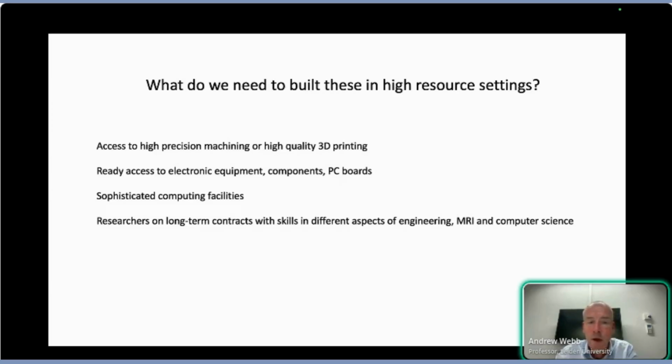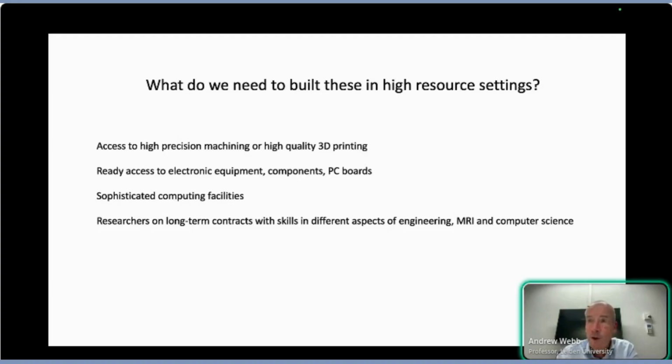So what do we need to have to build this in a high resource setting? You need high precision machining. You need to be able to have electronics and electronic equipment readily available and people to be able to change it. You need to have relatively sophisticated computer facilities, either for processing or for designing these things. And perhaps most important, which is something we don't really think about because we're so used to it, is to have researchers, and these may be students, maybe postdocs, maybe staff, on long-term contracts. So we know they're going to be there for a long time. And each of these has skills in, let's say, different aspects of engineering. And so if we have all of this, we have a chance of getting those very high quality images.